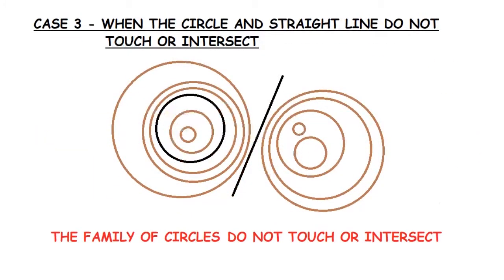Now we come to case 3. Here, the circle and straight line do not touch or intersect each other. So in this case, this black circle and this black straight line do not touch or intersect each other. The common characteristic of the family of circles is that they also do not touch or intersect the circle or straight line. So when the circle and straight line do not touch or intersect, the family of circles also do not touch or intersect.